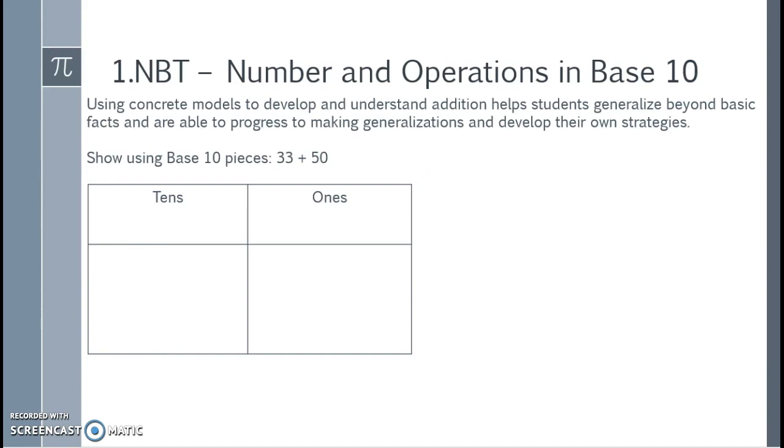You give this one a try. Show using base 10 pieces 33 plus 50. Pause the video and only start it when you figured it out.